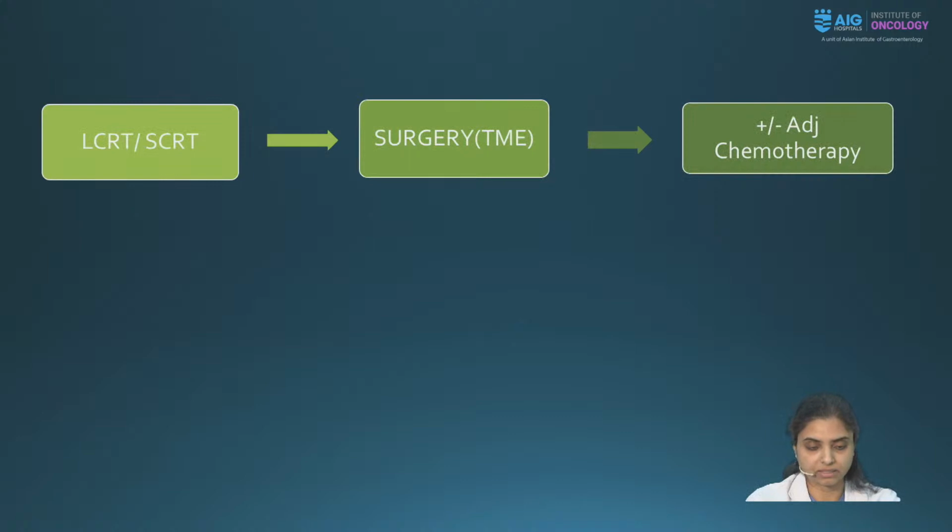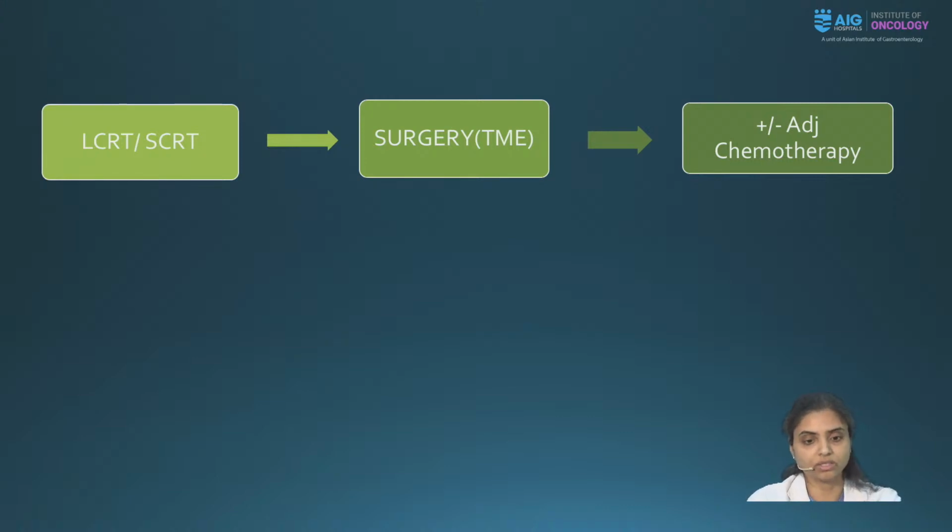So as my other colleague Dr. Nandita has pointed out in her previous lecture, the first step in locally advanced rectal cancers will be radiation, either in the form of long course or short course. The second step would be surgery, and the third step, depending on the histopathological features, will be adjuvant chemotherapy.